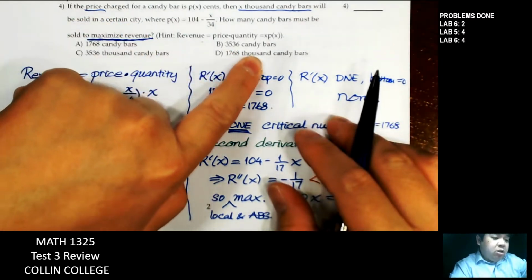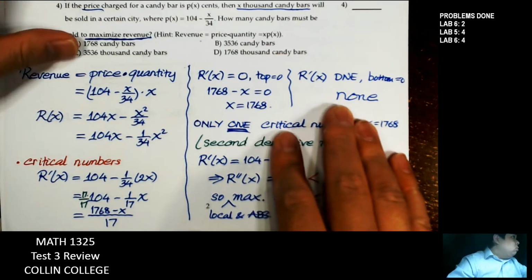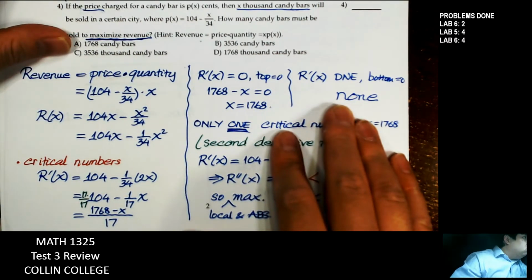Right. The only thing to pay attention to on this problem: x is in 1,000 candy bars, so the answer is actually D and not going to be A. The number is still the same, but it should be thousands of candy bars.